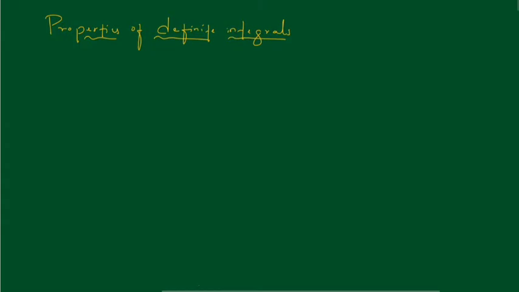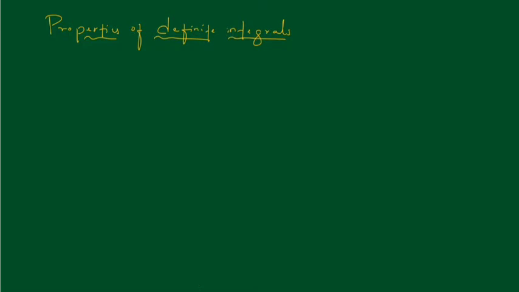In the last class, we have seen up to exercise 7.10, that is nothing but the substitution method, that is evaluation of definite integral by substitution method. So already we have solved up to exercise 7.10. Next we are moving towards some properties of definite integrals. So let's see the properties one by one.